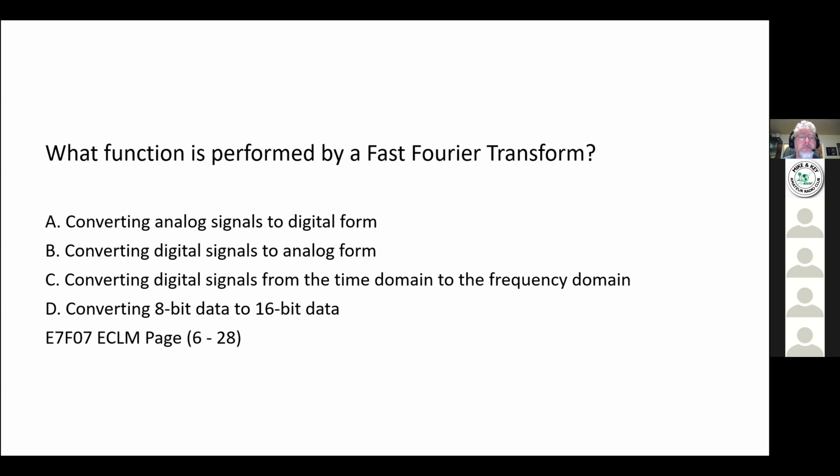What function is performed by a fast Fourier transform? A, converting analog signals to digital form. B, converting digital signals to analog form. C, converting digital signals from the time domain to the frequency domain. Or D, converting 8-bit data to 16-bit data. Charlie is correct, converting digital signals from the time domain to the frequency domain.